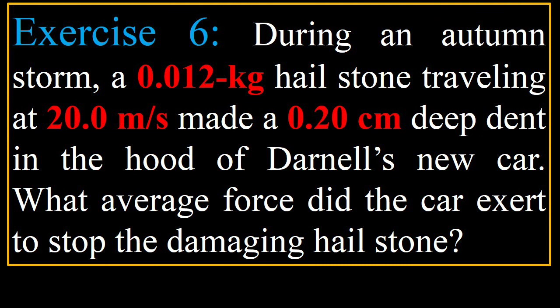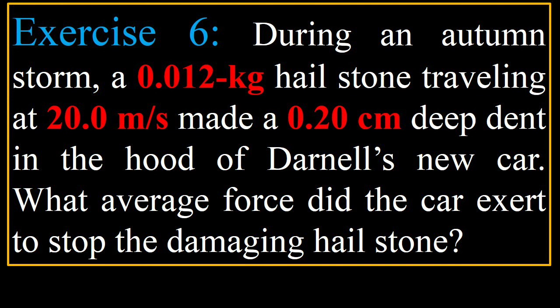Okay, now, during an autumn snowstorm, a 0.012 kilogram hailstone traveling at 20 meters per second made a 0.20 centimeter deep dent in the hood of Darnell's new car. What average force did the car exert to stop the damaging hailstone?